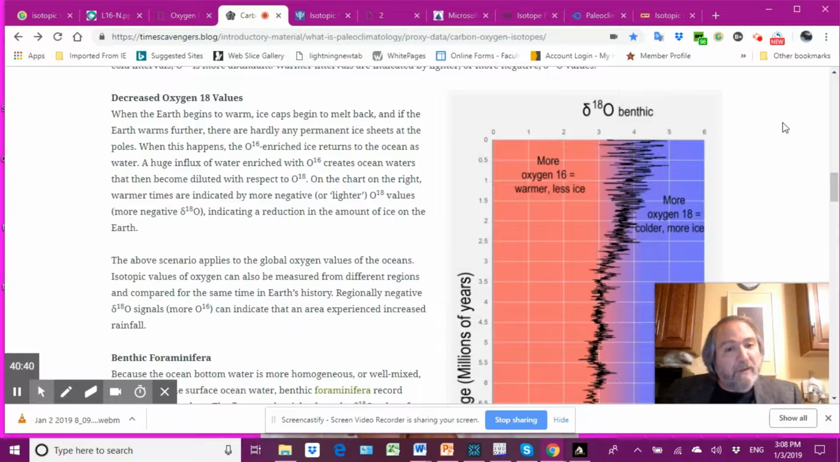This is a really excellent figure, and that helps pull together all the things we've been talking about as far as what's going on in the liquid water part of things. So, when the Earth begins to warm, ice caps begin to melt back. If the Earth warms further, there are hardly any permanent ice sheets at the poles. When this happens, the O16 enriched ice returns to the ocean as water. Thus, a high influx of water enriched with O16 creates ocean waters that then become diluted with respect to O18. On the chart on the right, warmer times are indicated by more negative or lighter O18 values in the water, not the ice, indicating a reduction in the amount of ice on the Earth.